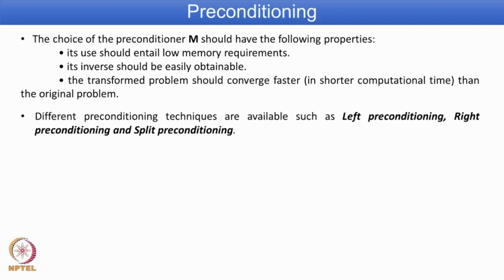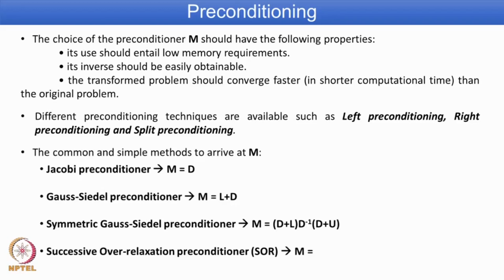Different preconditioning techniques are available such as left preconditioning, right preconditioning and split preconditioning. Common and simple methods to arrive at M. First one, the Jacobi preconditioner, where the diagonal elements of the coefficient matrix A itself form the preconditioner. So, M is a symbol we are using to identify the preconditioner. It is possible to use the diagonal elements of the original coefficient matrix as a preconditioner.